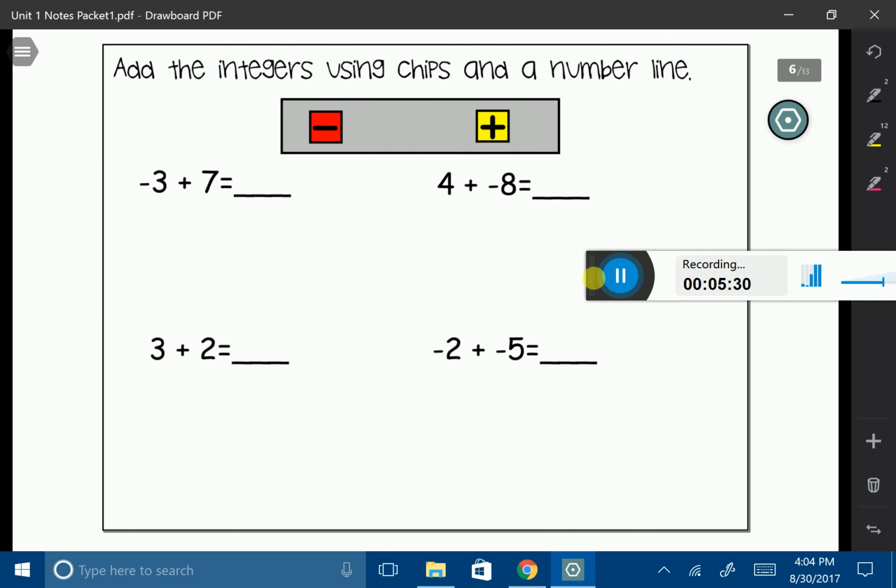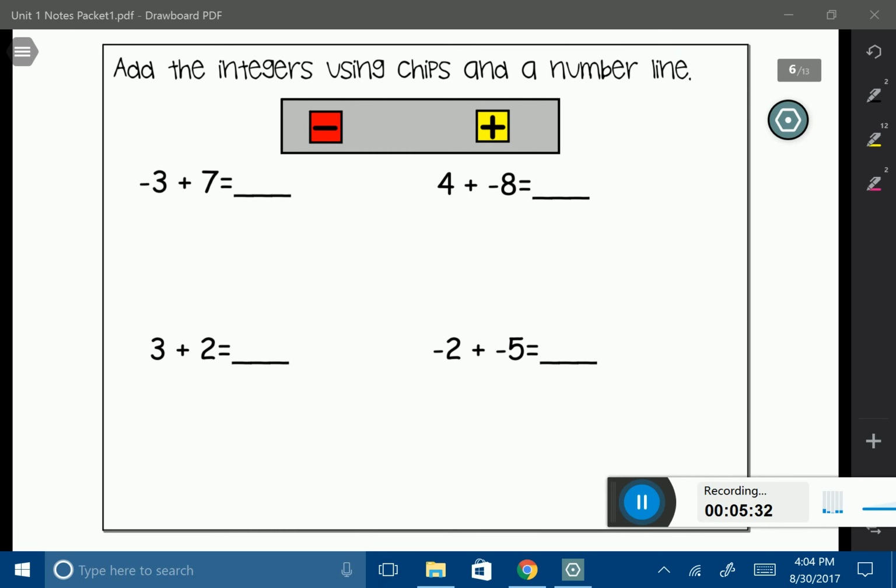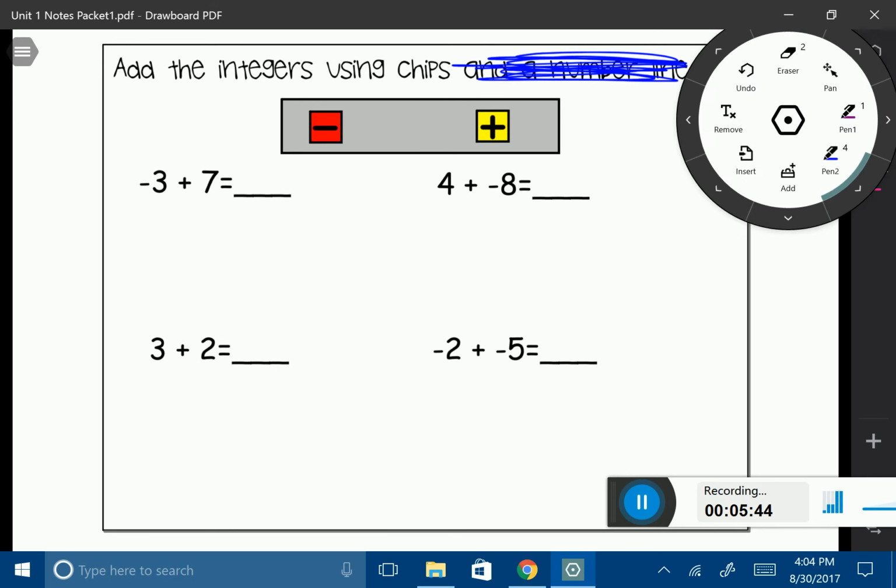Now, I know that the directions here say add the integers using chips and a number line, but for right now, I just want to focus on the chips. Since we focused on the number line yesterday, or in the last lesson, we're going to focus on just chips. So let's go ahead and look at the first one.